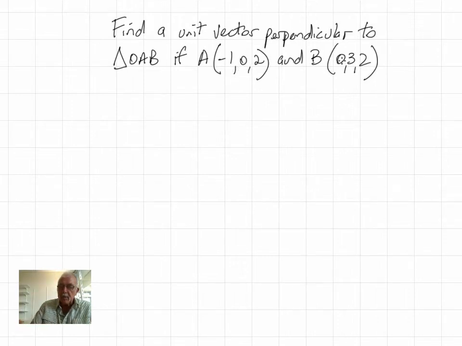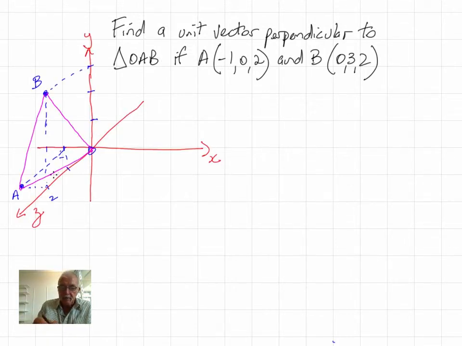We're going to use the same points as what I did in the previous little video. Point A is (-1, 0, 2) and B is (0, 3, 2), and we actually calculated the area of this triangle, if you recall that. This question asks us to find a unit vector that's perpendicular to the triangle that's formed. So somehow in three-dimensional space we want to get a vector that's perpendicular to this surface, triangle OAB, formed by OA and OB.